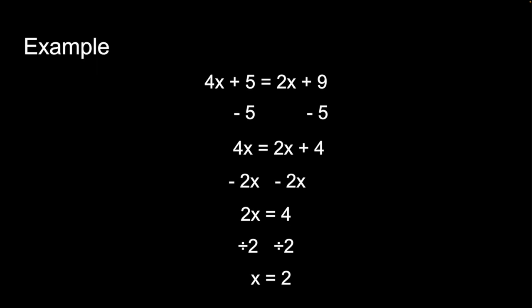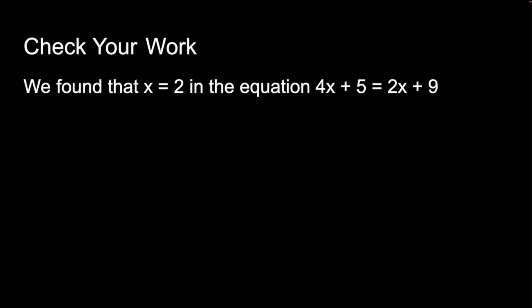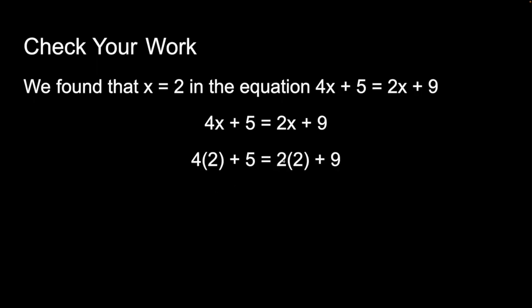Now let's just say that you weren't sure about the answer you got, so you want to double check to make sure you got it correct. So we found that x = 2 in the equation 4x + 5 = 2x + 9. And to make sure that you got it correct, all you need to do is write the original equation and replace the spots where x were with 2, because that was the answer we got here. So our new equation becomes 4 times 2 + 5 = 2 times 2 + 9.